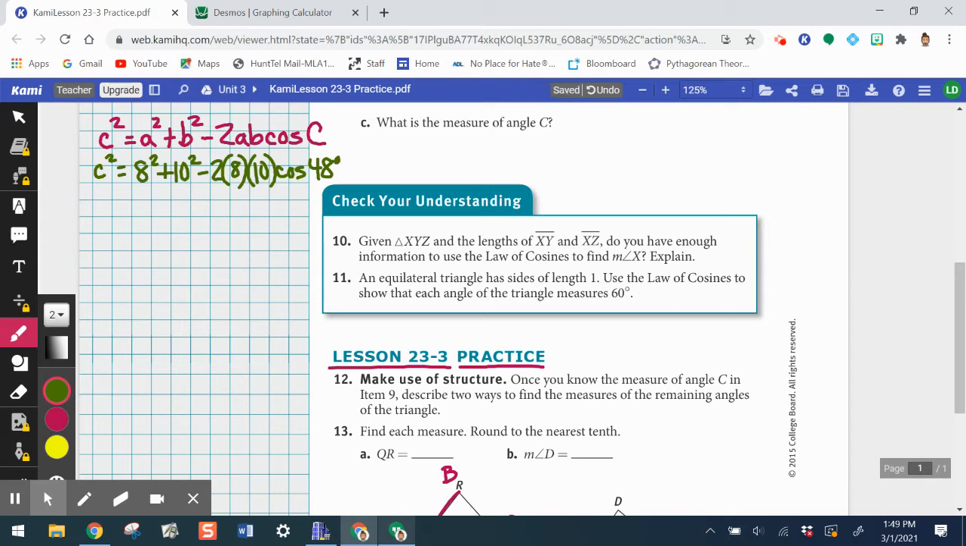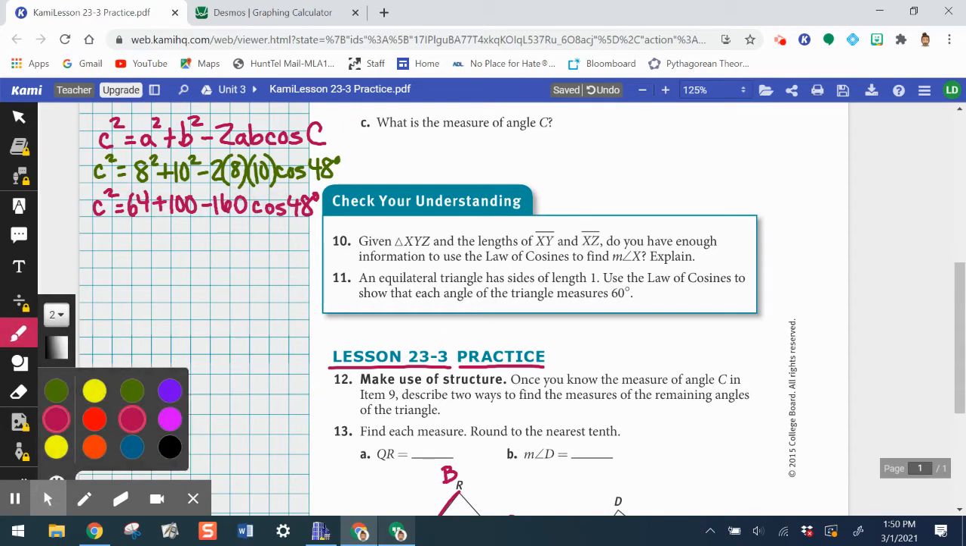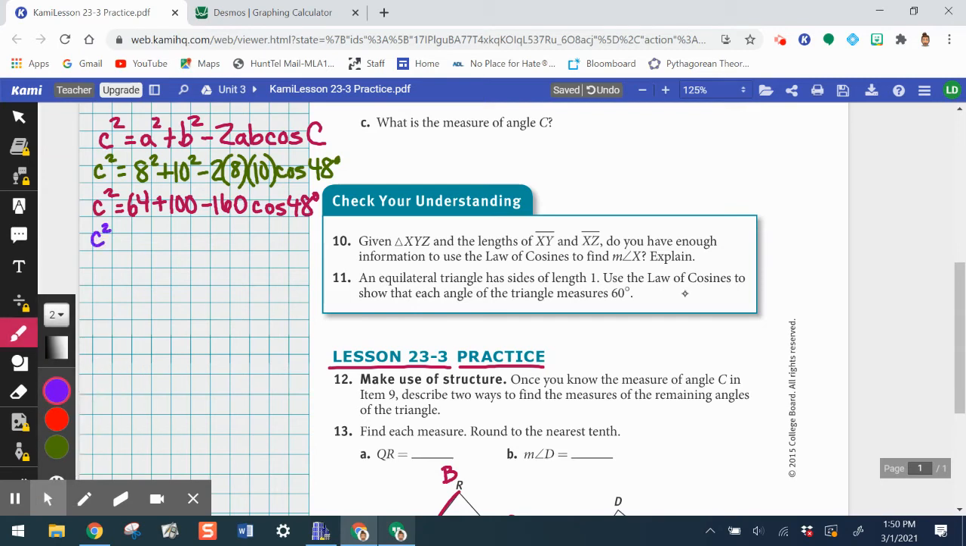So now working left to right, doing PEMDAS, we get 8 squared, which is 64, plus 10 squared, which is 100. And then 2 times 8, which is 16. 16 times 10, which is 160, times the cosine of 48 degrees. Now, PEMDAS tells us that we need to multiply first, and although that is true, because there is subtraction between these terms and this multiplication here, we can go ahead and combine 64 and 100. That's not going to affect our answer negatively. So C squared is equal to 164 minus 160 times the cosine of 48 degrees.